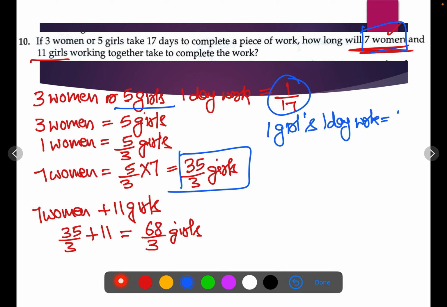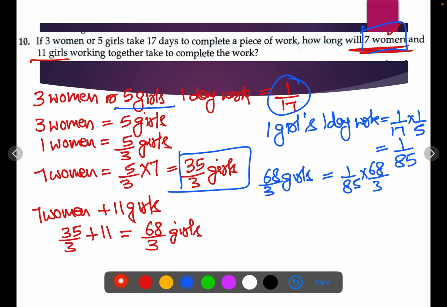How do I find out? 1 upon 17, 1 upon 5. If 5 girls are doing in 1 upon 17, so obviously it's an inverse relationship. The girls are lesser, so time will be more. That gives me 1 upon 85. Now 68 upon 3 girls. So 1 upon 85 multiply 68 upon 3. So 68 upon 85 into 3, 255.